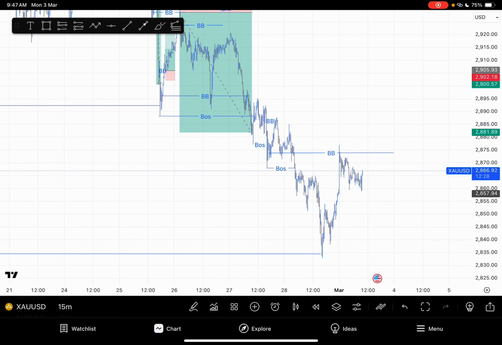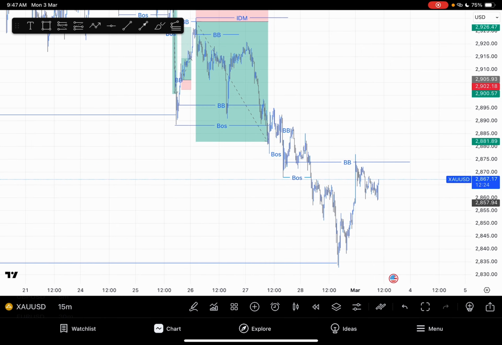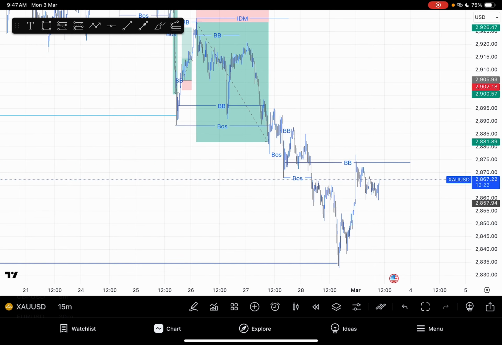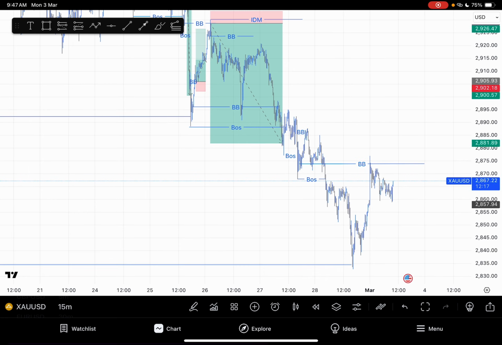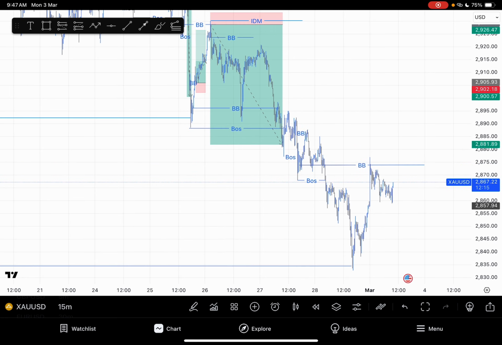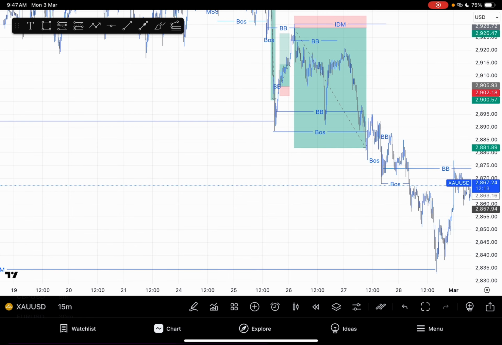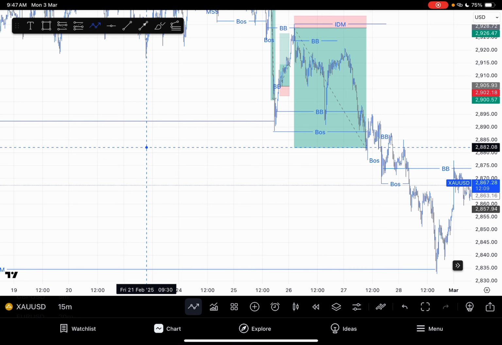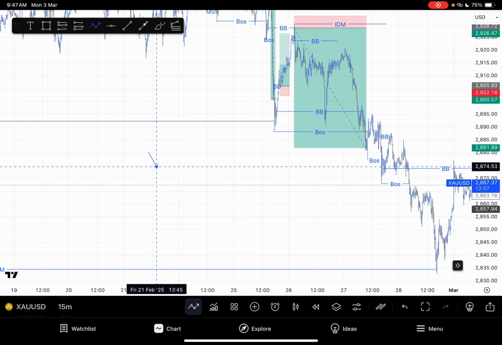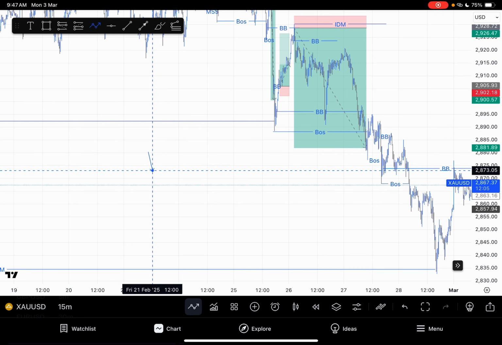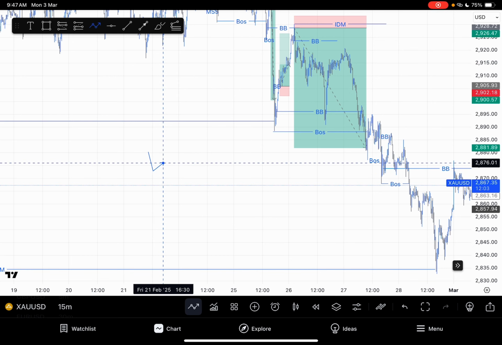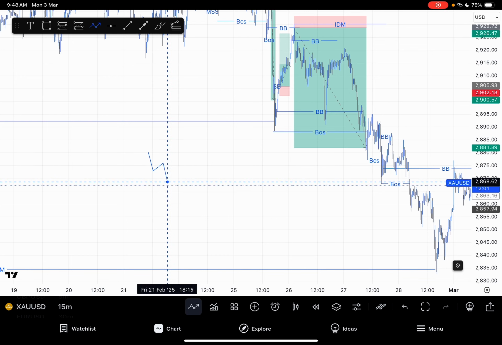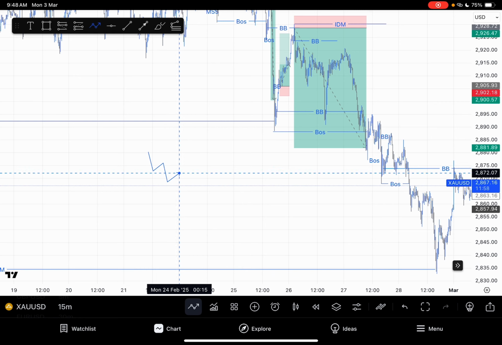Okay, good day everyone. For those asking me to give more explanation on how to spot break of structure and also how to spot market structure shift. From my previous video, I told you guys that once you see price breaking below a previous low, or you see price breaking above a previous high, that's a break of structure.